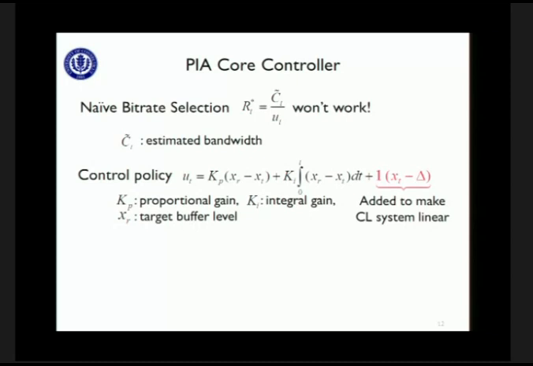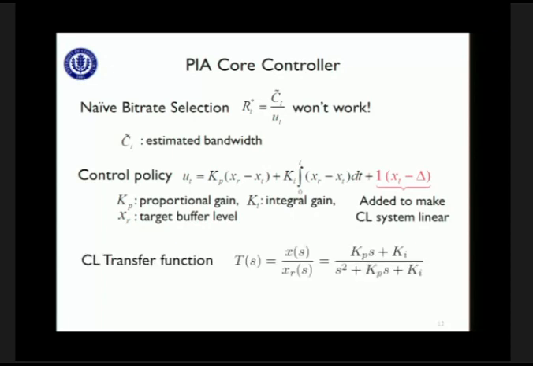So my control policy is going to be like this: U_t equal to K_P times error, plus K_I times the integral. What I'm going to do is add back my 1 over X_t minus delta term to my control signal all the time. And what that does is it makes the system linear. If I go and compute my closed loop transfer function, it's going to be X(s) by X_r(s), which is simply going to be this second order system. And this system has got some really interesting properties.